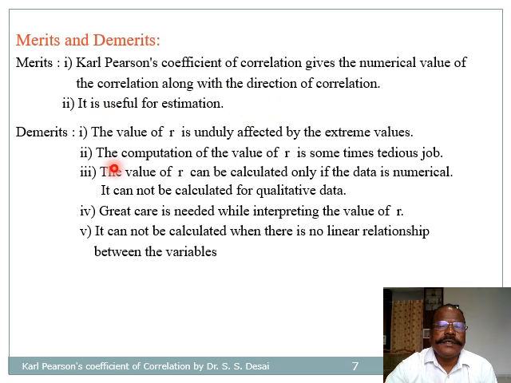In demerits, the value of r is unduly affected by extreme values. The computation of the value of r is sometimes a tedious job. The value of r can be calculated only if the data is numerical. It cannot be calculated for qualitative data. Great care is needed while interpreting the value of r. And last one, it cannot be calculated when there is no linear relationship between the variables.